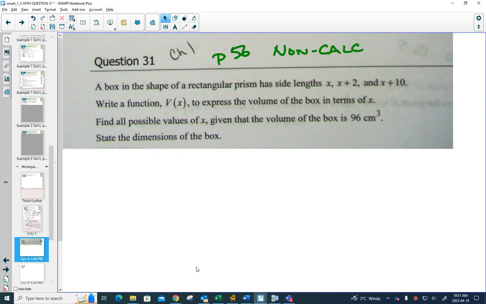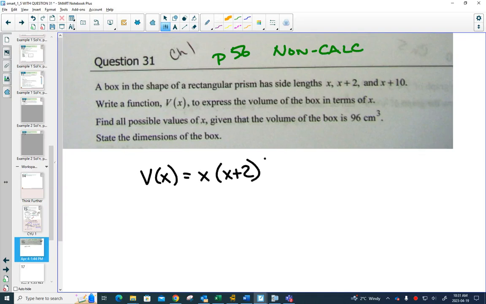This question starts off similar to the last one. It asks you to write a function of the volume. And volume is just length times width times height, so that's all given to us, whereas in the last question we had to do some figuring. So that's really easy.